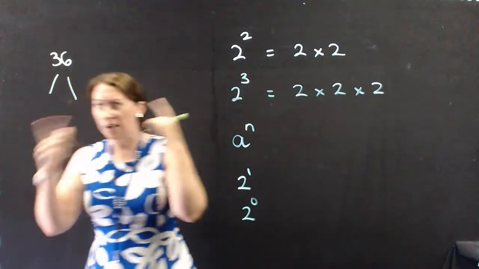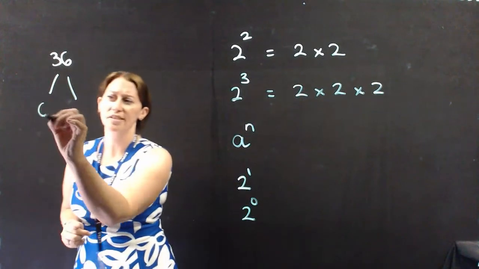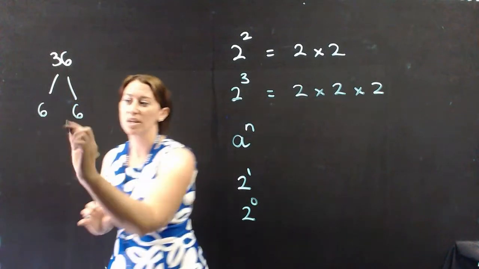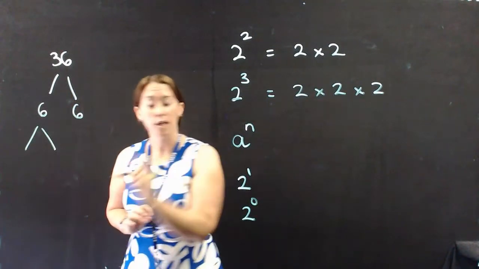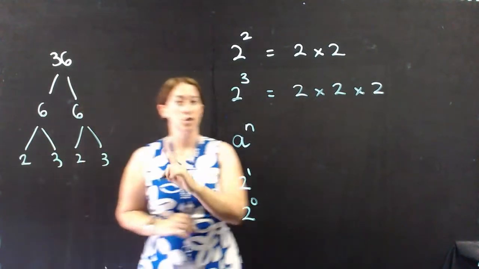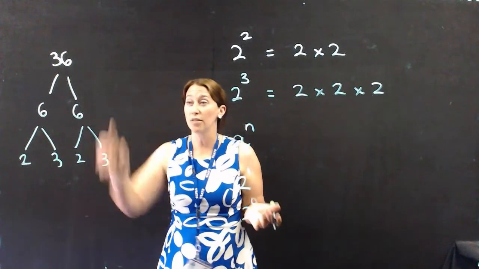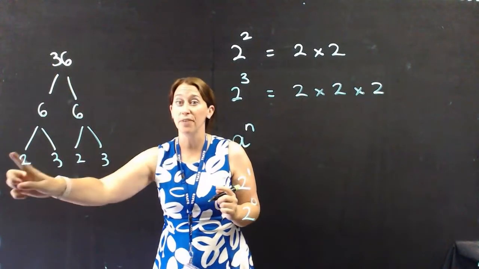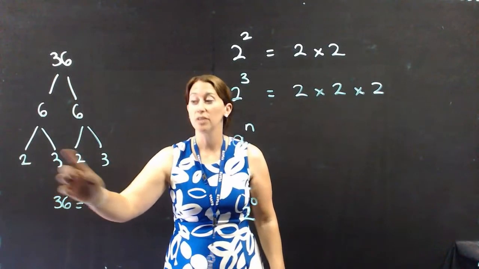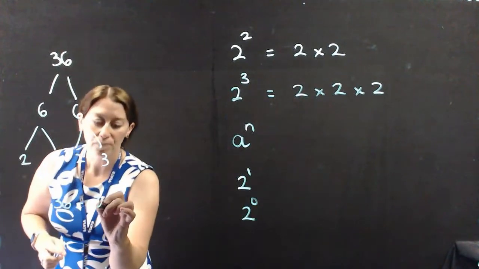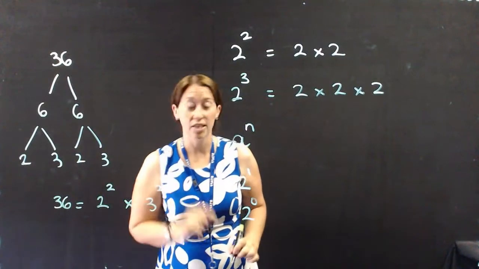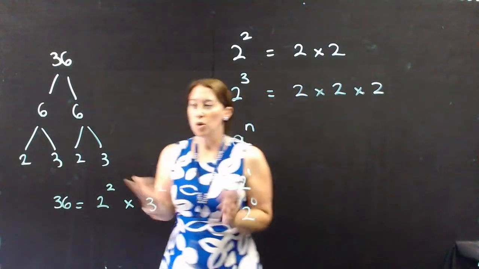So I've already sort of identified that 36 can also be written as 6 times 6. So I'm going to break each number down into some further factors. We can break 6 down in terms of 2 times 3. And of course, because it's a 6 here, I can also say that that's 2 times 3. Now what I can do is write 36 in terms of its prime factors. We can say that 36 is 2 times 3 times 2 times 3, or 2 squared times 3 squared using index notation.